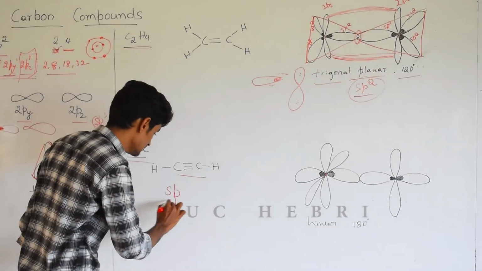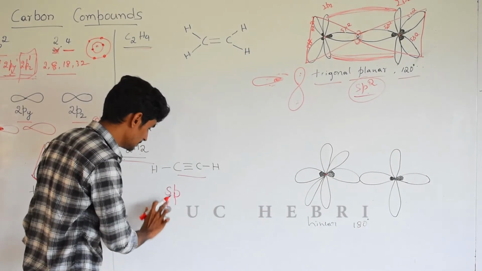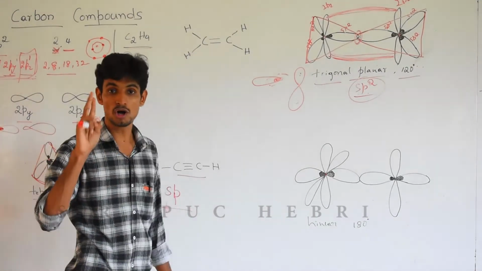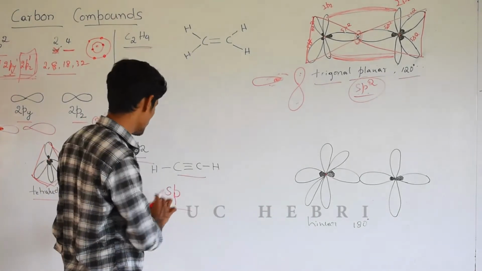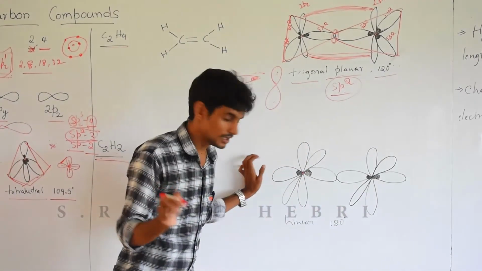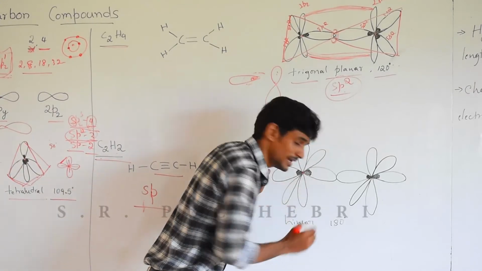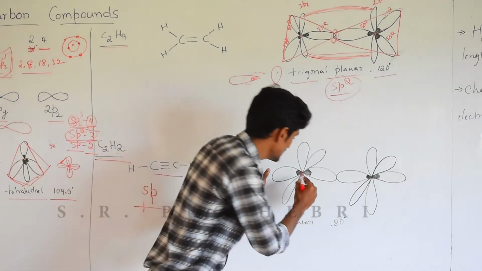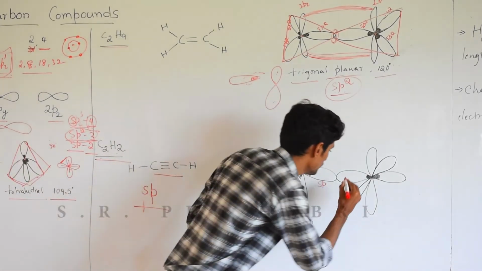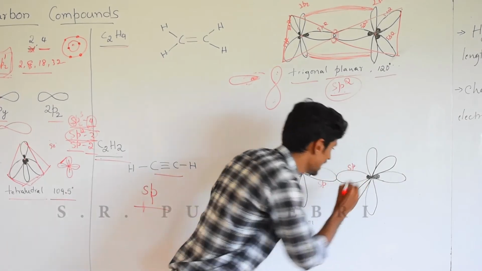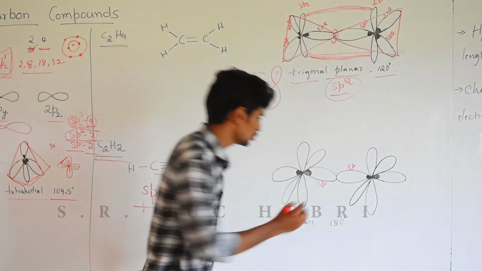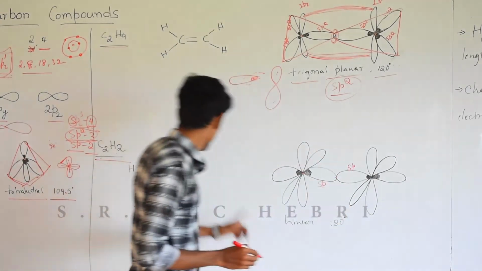Hybridization is sp. One s orbital and one p orbital mix, and they form two new hybrid orbitals, called sp hybrid orbitals. In ethyne, this is the hybridized orbital. The hybridized sp orbital will have head-on overlap with another sp orbital of the other carbon atom. So that is one sigma bond.